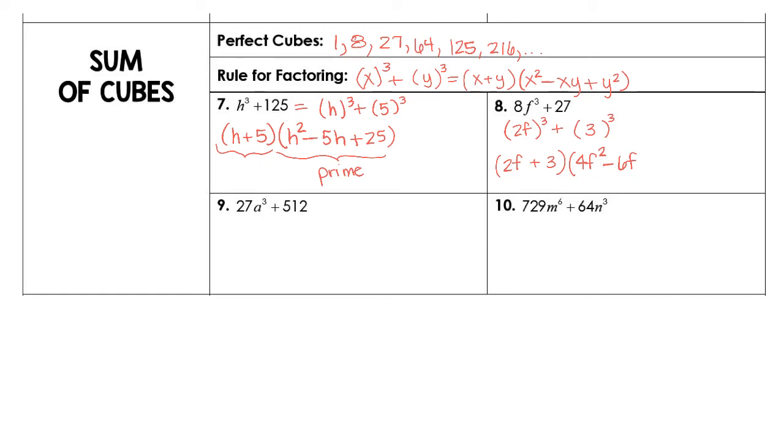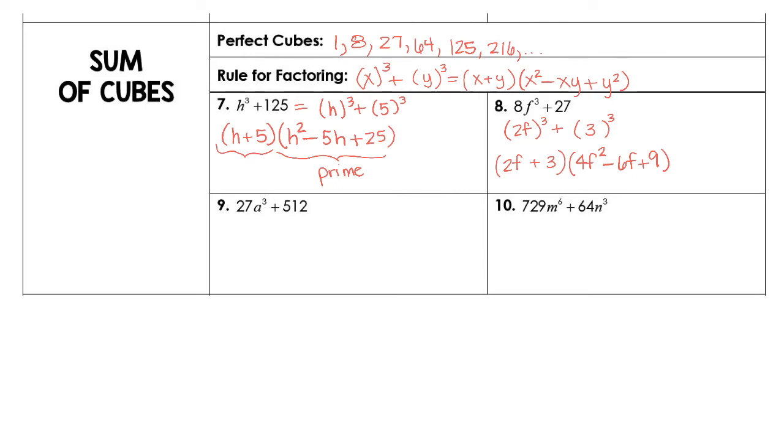And then plus, what's 3 squared? 3 times 3, 9. Okay, questions about it? And again, the second parentheses, that's going to be prime. Now, first parentheses, 2f plus 3, we can't factor that. All right, y'all try 9 and 10, and then I will go through them.